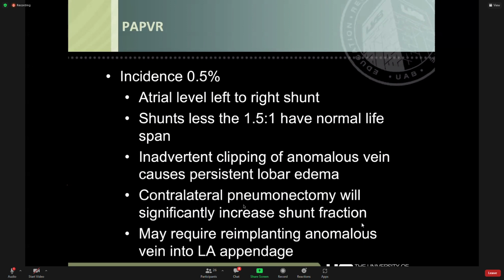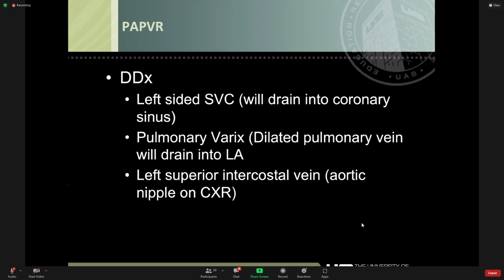If you have an insignificant shunt, but then do a contralateral pneumonectomy, then it will increase the shunt fraction significantly. So it's worth reporting, even if it's just isolated left upper lobe PAP-Beer, because if they do surgery on the right side, then their shunt fraction is going to go up. And the treatment is just to reimplant the anomalous vein into the left atrium.